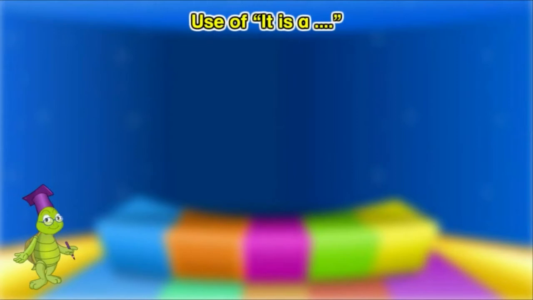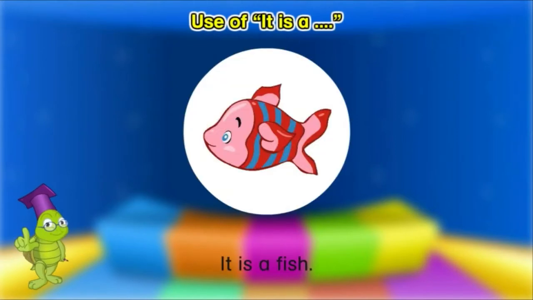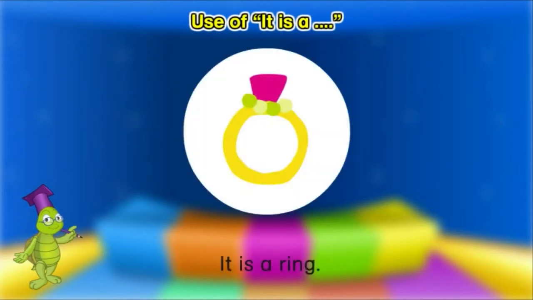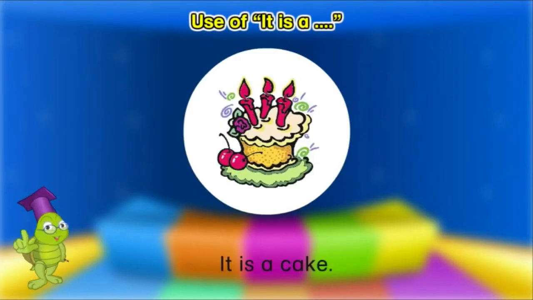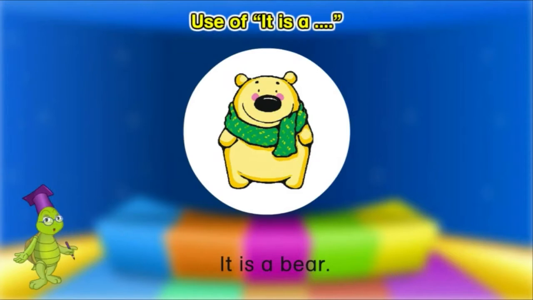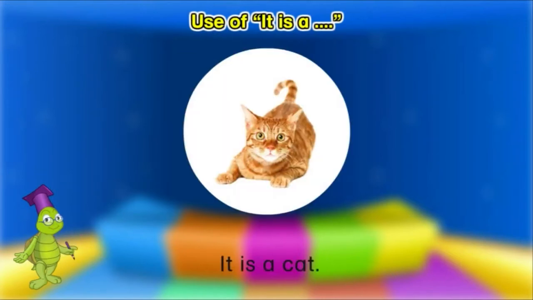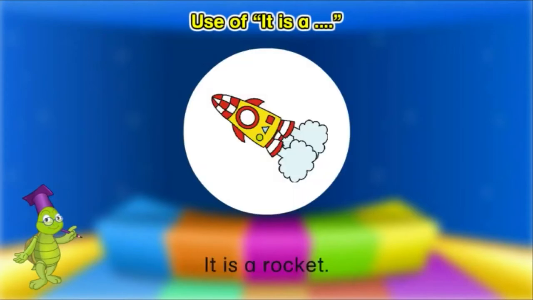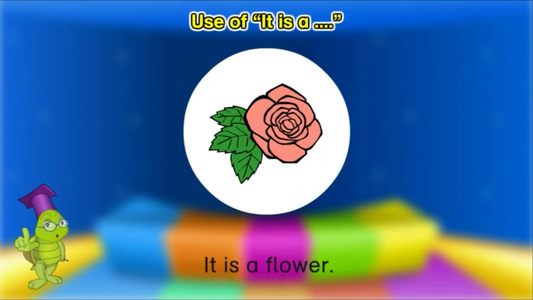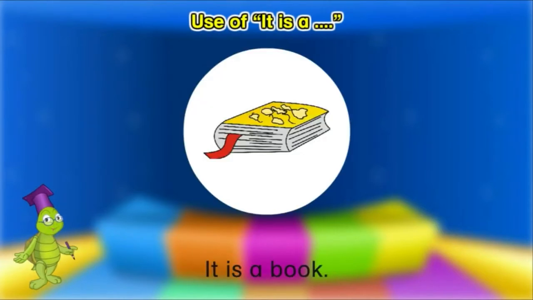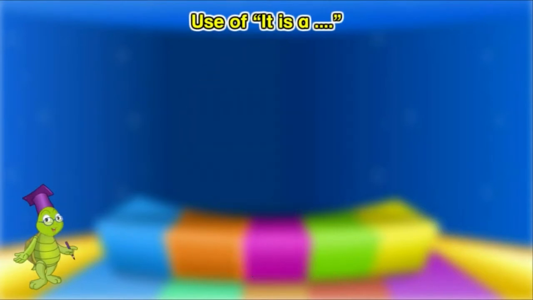It is a fish. It is a ring. It is a cake. It is a deer. It is a cat. It is a rocket. It is a flower. It is a book.